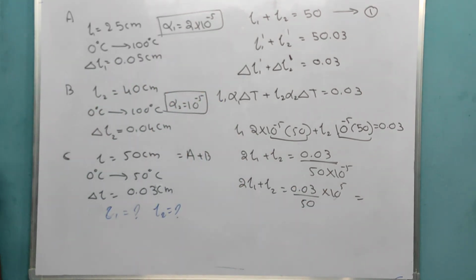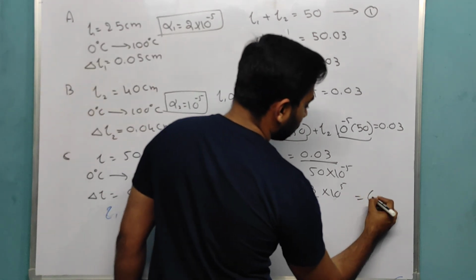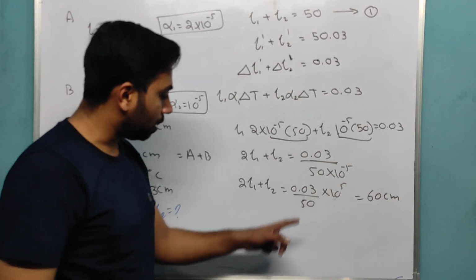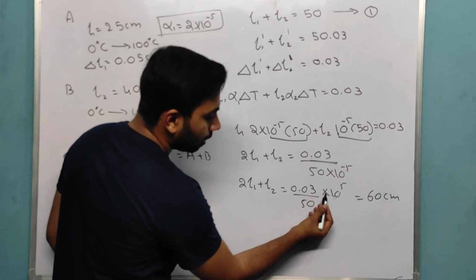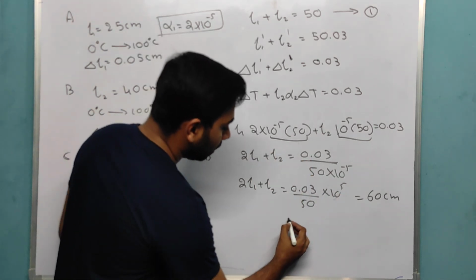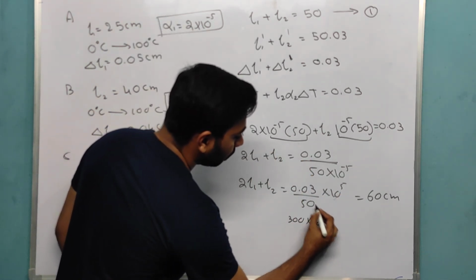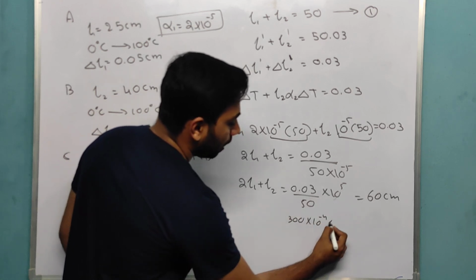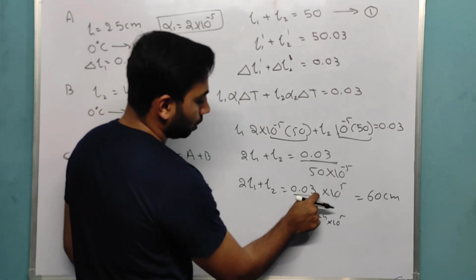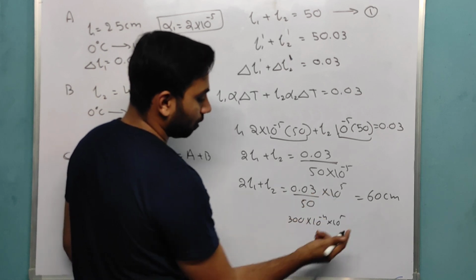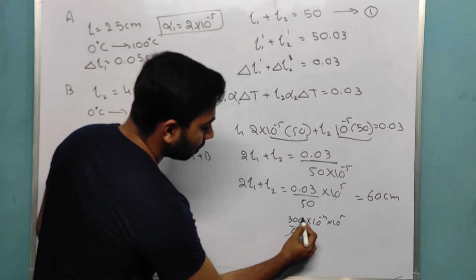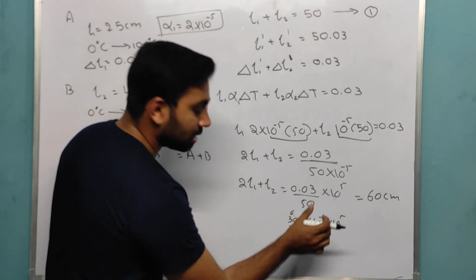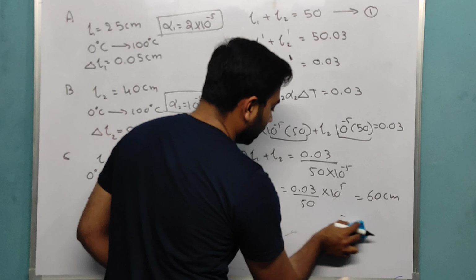I will get the answer as 60. How? Very simple. Do one thing. Send this 0, send this point from here. Make the upside 300, like 300 into 10 to the power of minus 4 into 10 to the power of minus 5. Divided by 50. 50 ones are 50, 50 sixes are 300. Then you can get 60. Now you will get the answer 60.